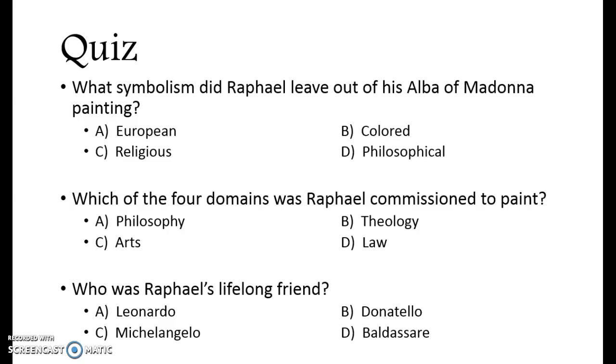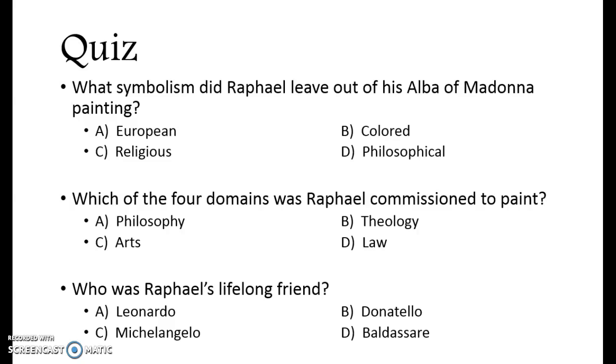And now for the quiz. As I was saying, what symbolism did Raphael leave out of his Alba Madonna painting? Was it European, colored, religious, or philosophical? It would be C, religious. He left it out. One of the key things he left out was the halo, which would be considered the religious symbolism. Second question: which of the four domains was Raphael commissioned to paint? It would be A, philosophy. That was commissioned for Raphael to paint by Pope Julius II.